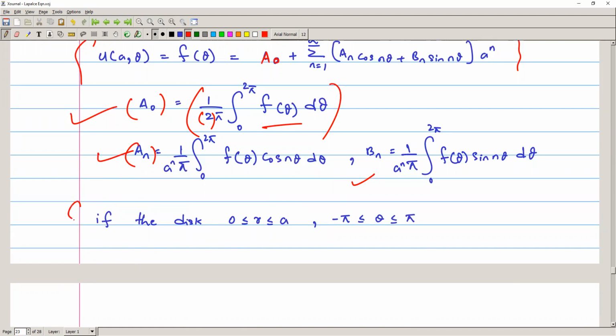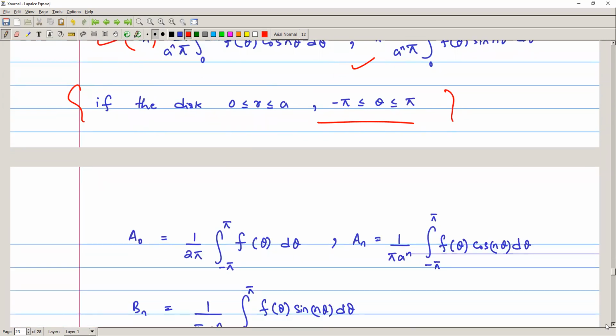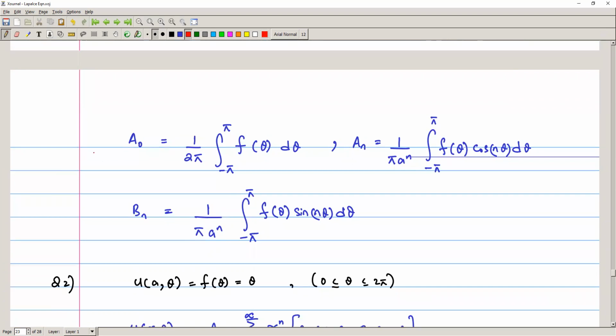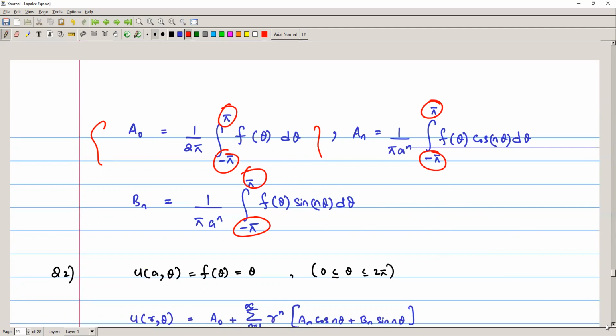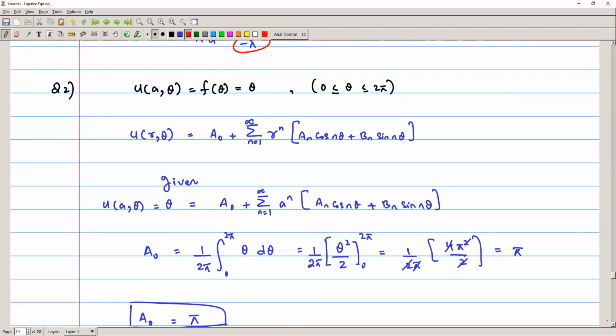Similarly, if the disk is from negative pi to pi, if the conditions are given from negative pi to pi, it's similar. We will just apply the limits negative pi to pi instead of 0 to 2 pi, right? So we are done with this problem, so we can solve this problem easily if any of the boundary conditions are given. So let's take an example here.